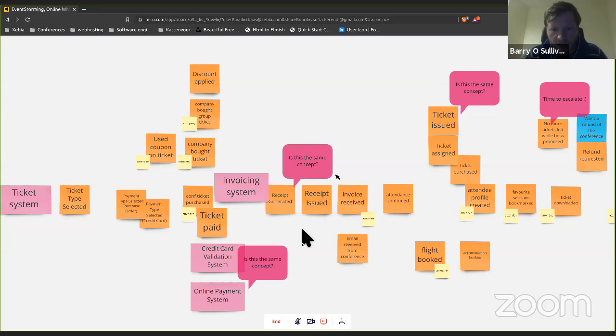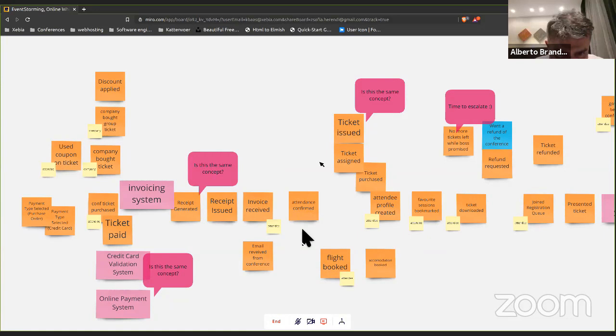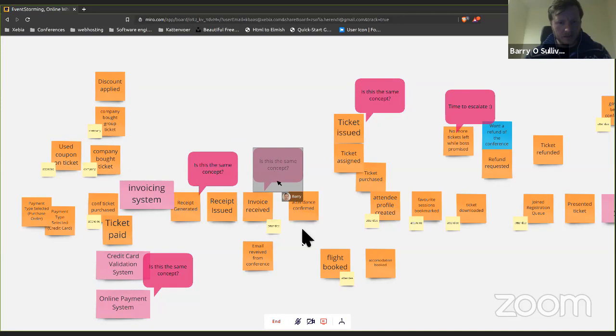And at that stage, you also receive an email from the conference and attendance is confirmed. Actually, I would say that the invoice received should go to the purchaser, and the email from the conference should go to the attendee. That makes sense. Okay, let's just take a note of that. I'll just put another hotspot for that.